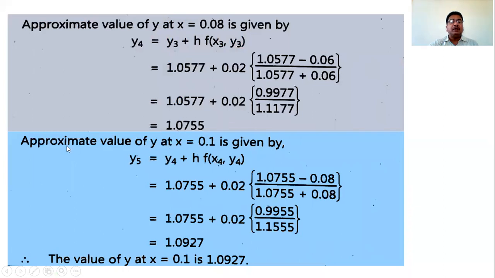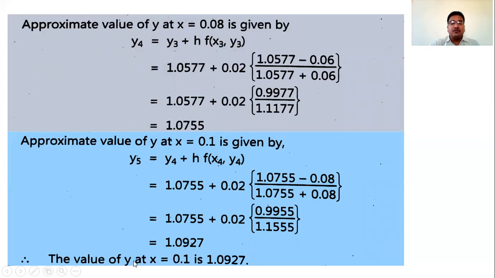Then the last step is what? The approximate value of y at x equal to 0.1 is given by y5 equal to y4 plus h f(x4, y4), that is, substitute n equal to 4 in the general formula, Euler's formula. Then y4 is this, 0.02 is h. Then f(x4, y4) is (y4 − x4) divided by (y4 + x4). y4 is this, and x4 is 0.08. Then we have this answer, 1.0927, and this is the value of y at 0.1.